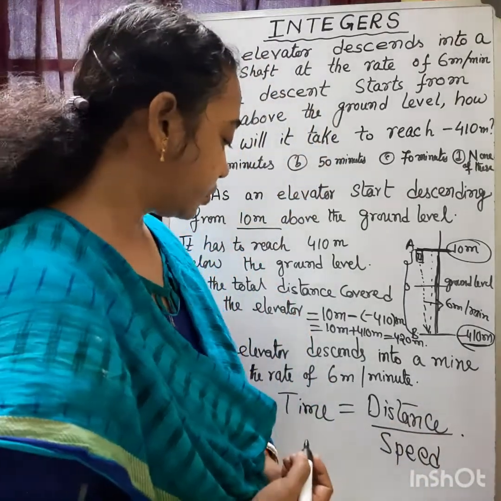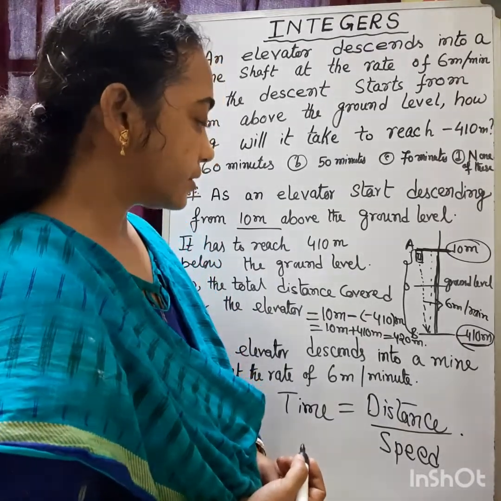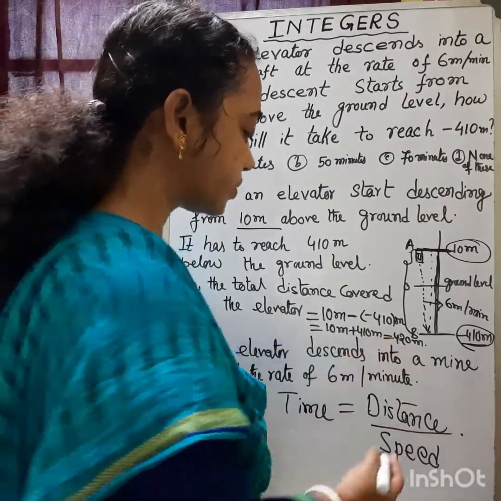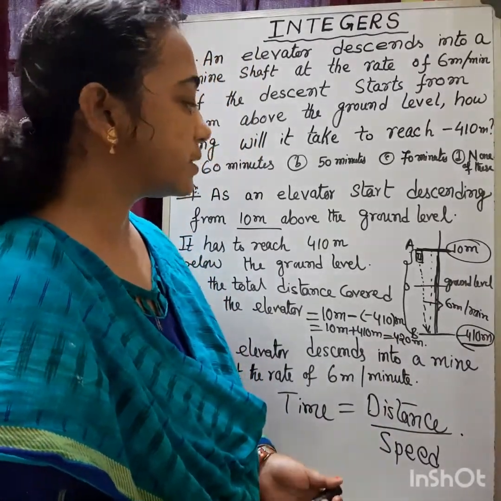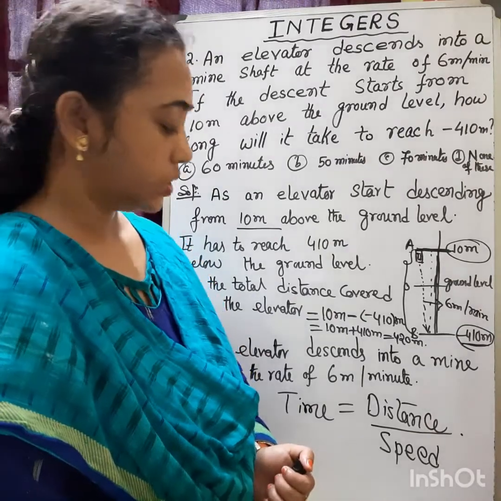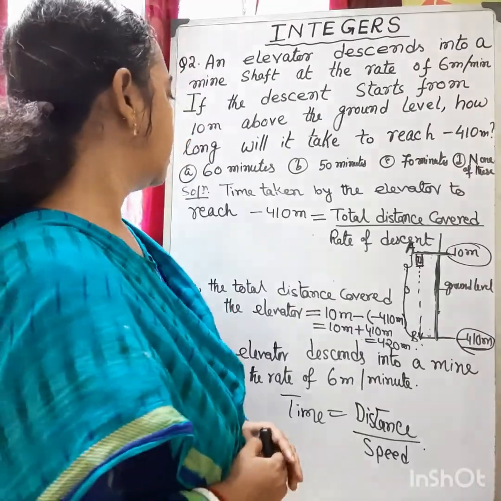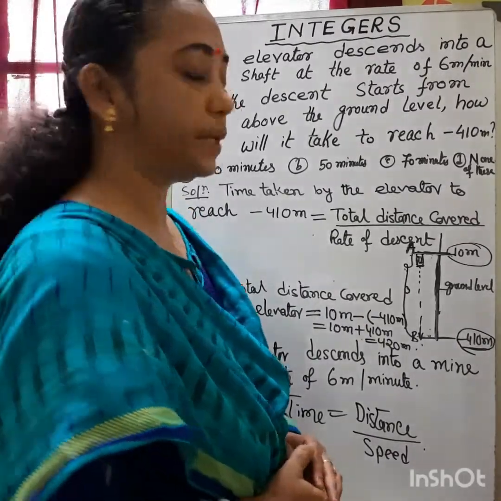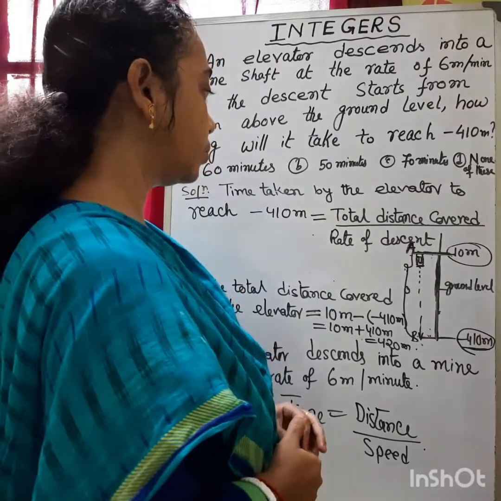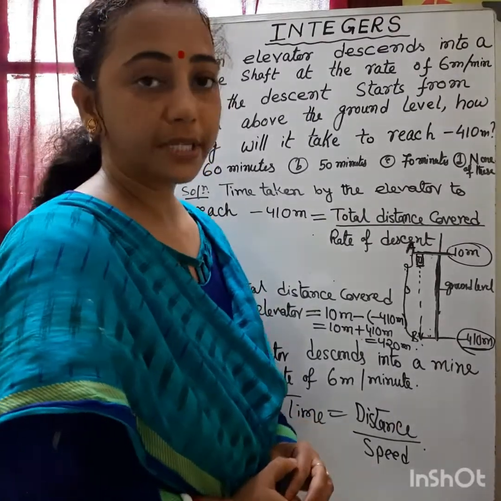So let us put this value here. The total distance covered by the elevator is equal to 420 meter. So in place of distance, we will put 420 meter, and the speed is given here as 6 meter per minute. So in place of speed, we will put this value. So the time taken by the elevator to reach minus 410 meter is equal to the total distance covered divided by the rate of descent.